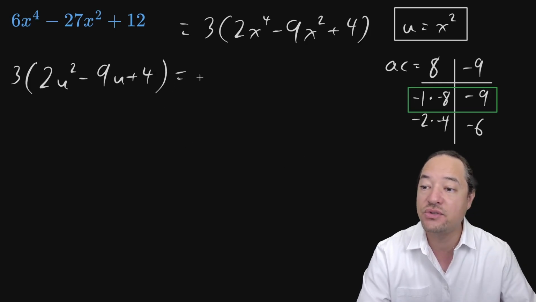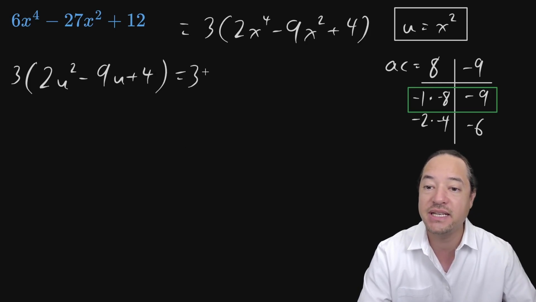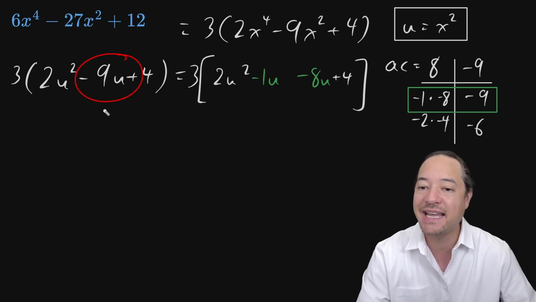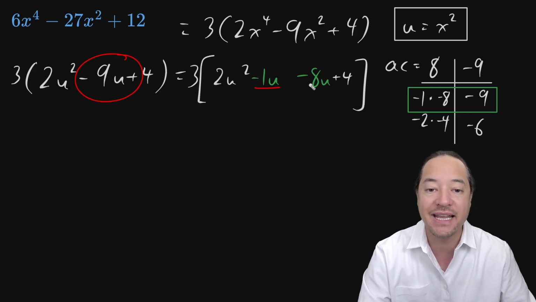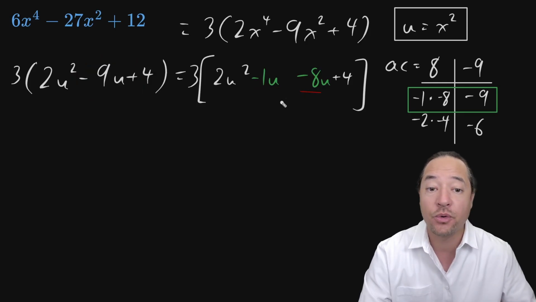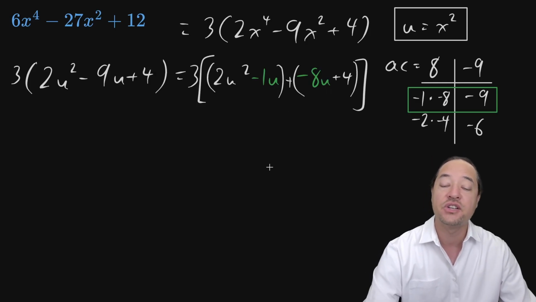So let's do that. We're going to say this is all equal to 3 times, well, let's use a bracket here. We'll have a 2u squared, and we'll go minus 1u, and then we'll have another minus 8u plus 4. Okay, so we've taken this negative 9u and broken it up into negative 1u minus 8u. Once we've done that, what we're going to do next is add some parentheses and group these together just like that.